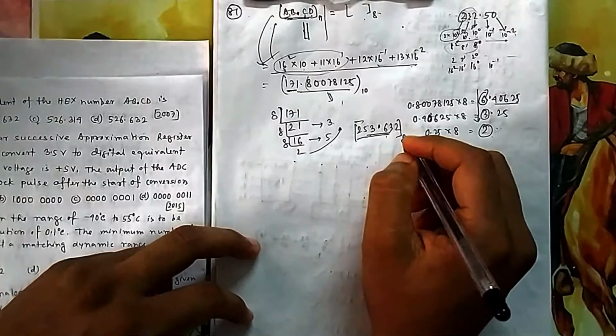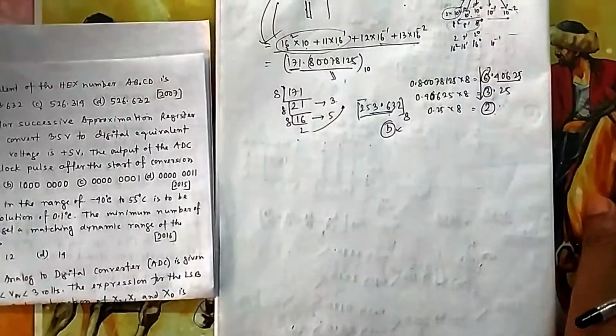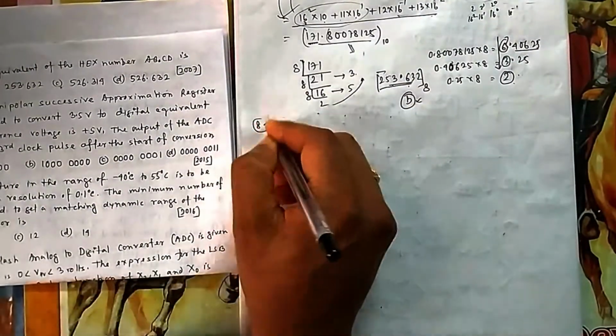So that is your option B. This is the simplest way to remember. Otherwise you have to remember lots of formulas. That's better, whatever you feel. I feel this is good.